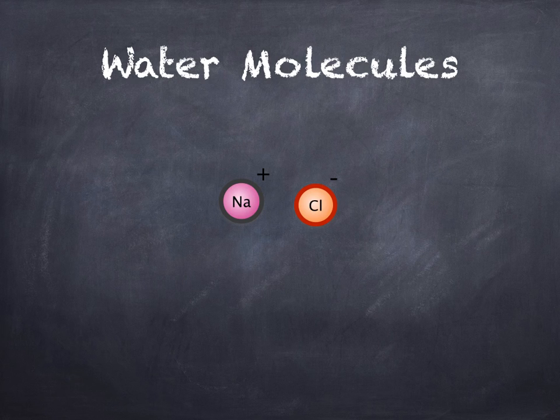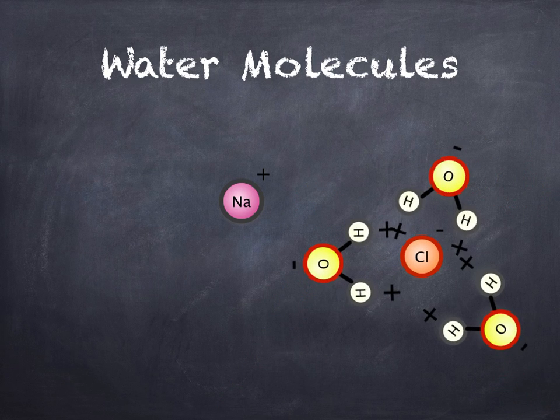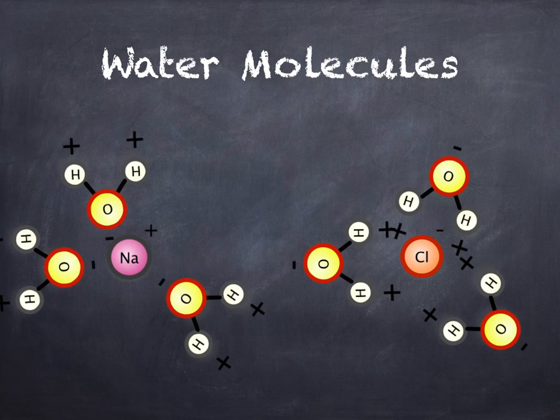I told you water has a positive and a negative end. Well, it's going to associate with the positive and negative ends of these ions. So let's look at Cl first. Cl is negative, so the positive side of water is going to associate with the Cl. In a like manner, Na plus is positive, and so the negative side of water is going to associate with it. Just something you need to know about water. That's how things associate with it.